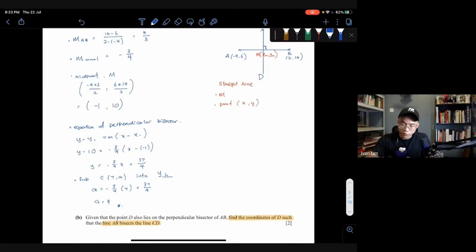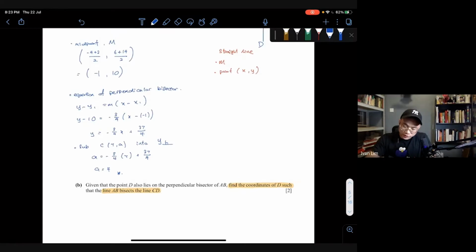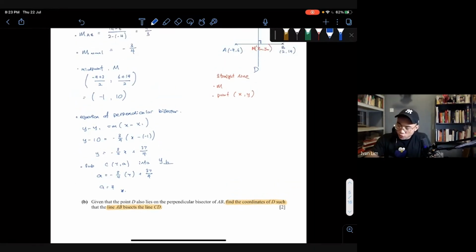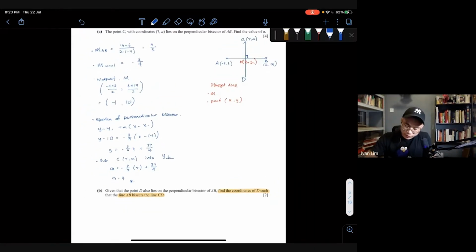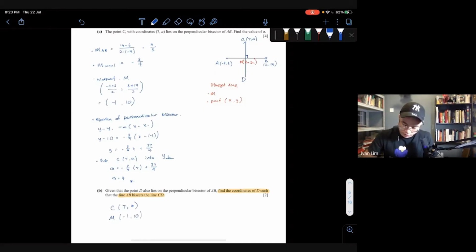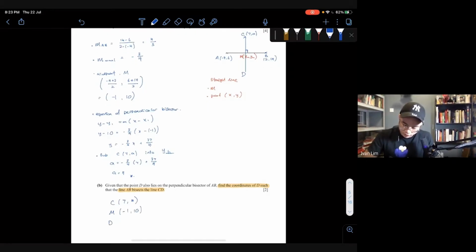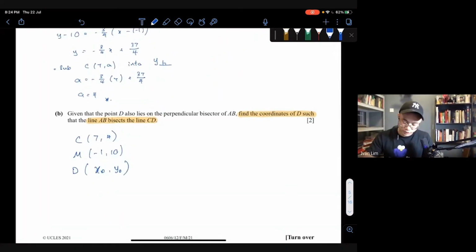So what can we know from here? What's my C coordinate? Just now we found (7, 4). M we found was (-1, 10). D, we don't know what D is, so (x_D, y_D).